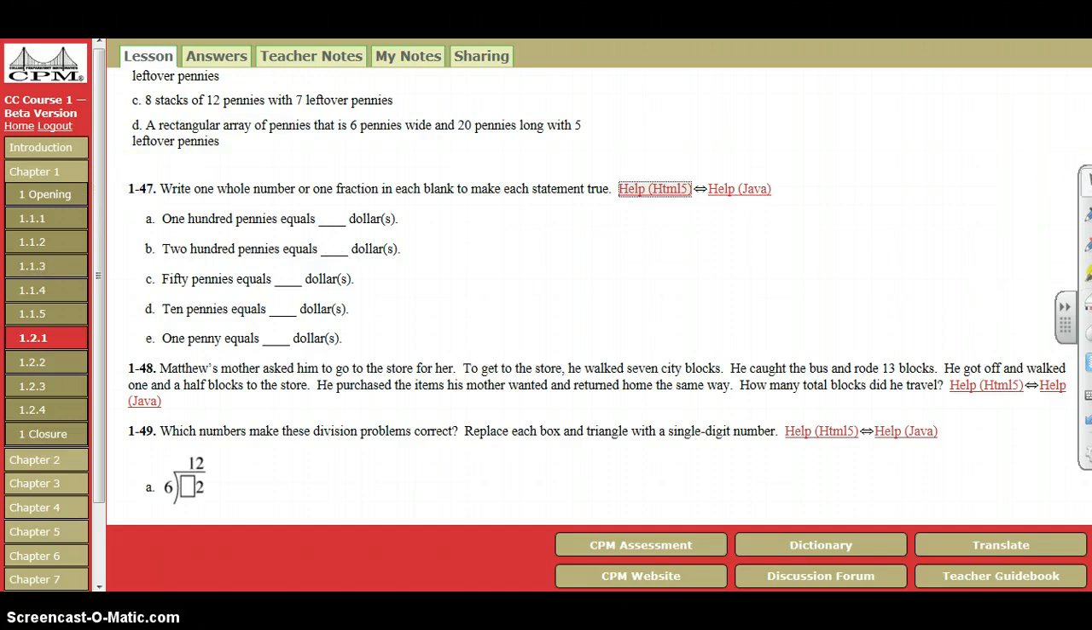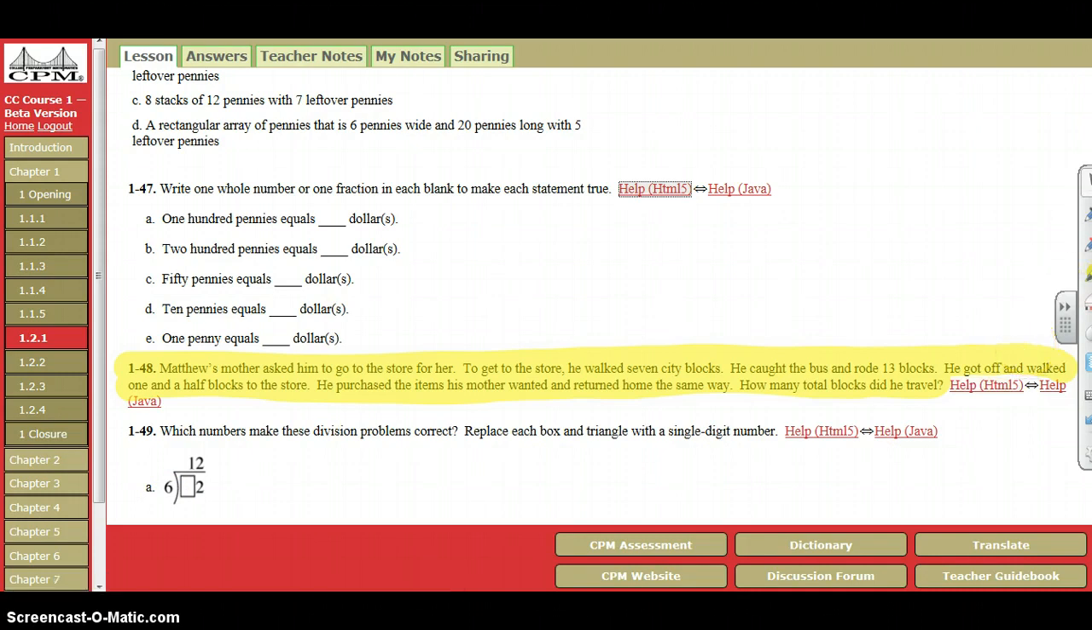148 is a word problem, and you'll see it here. The entire word problem we are going to be responsible for. It says, Matthew's mother asked him to go to the store for her. To get to the store, he walked 7 city blocks. He caught the bus and rode 13 blocks. He got off and walked 1.5 blocks to the store. He purchased the items his mother wanted and returned home the same way. How many total blocks did he travel?